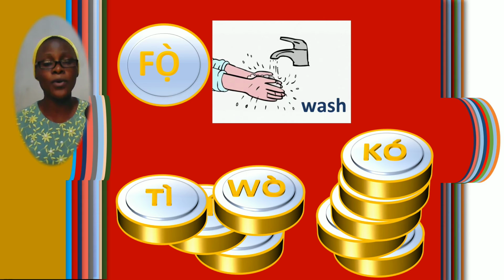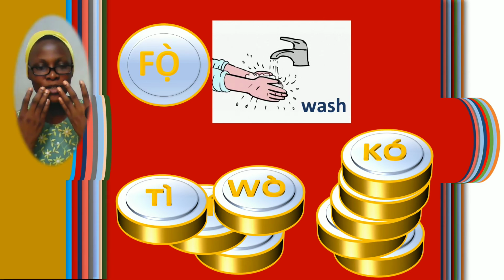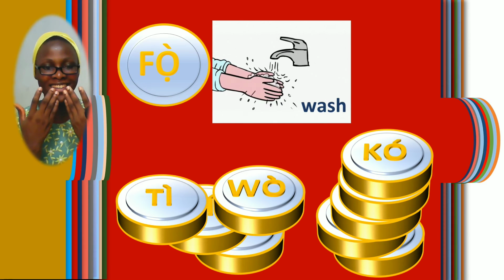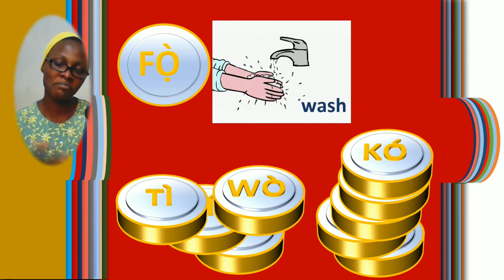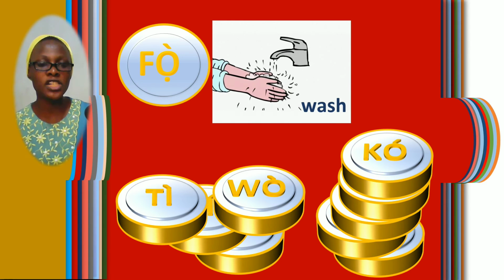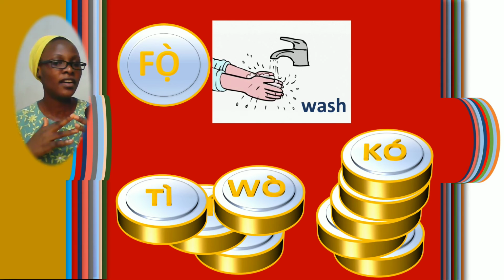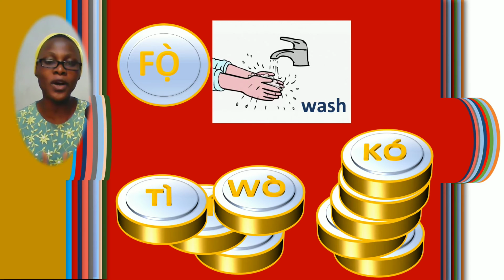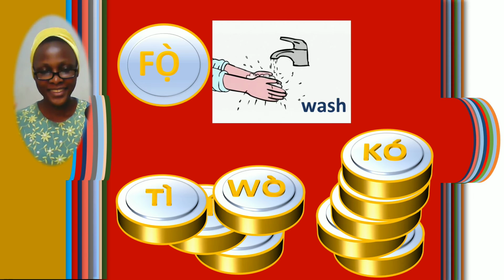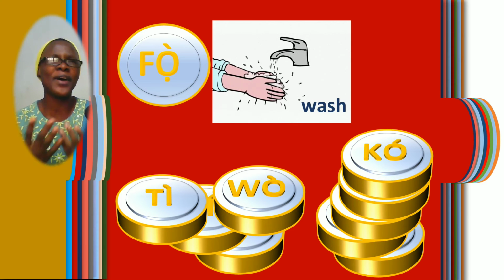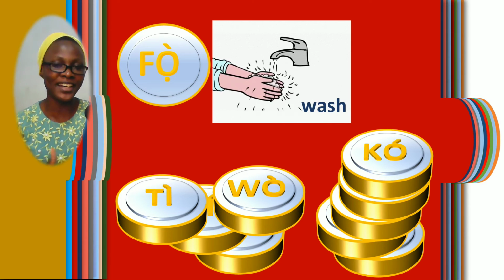What are the things you can wash? You wash your mouth, like you brush your teeth. You wash your body. You wash clothes, you wash plates, you wash your car. You wash everything you can wash. You wash your shoes. Alright? So 4, you can use that for anything possible that you can wash.